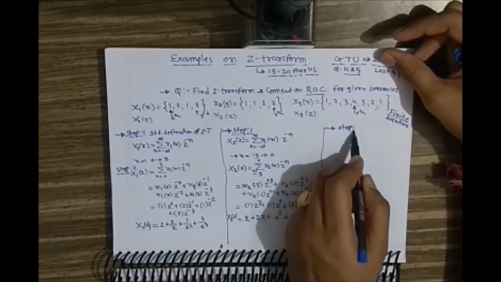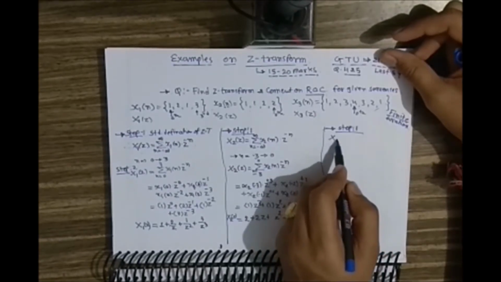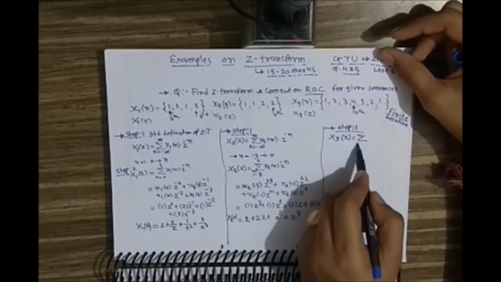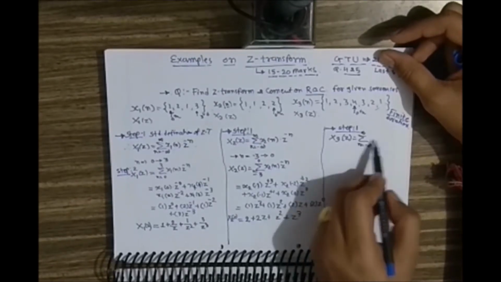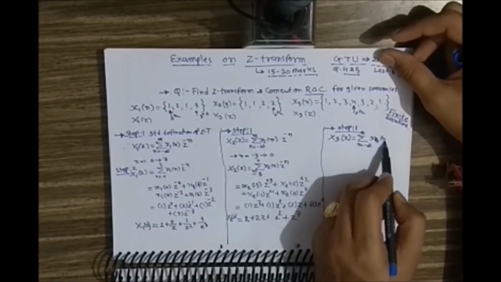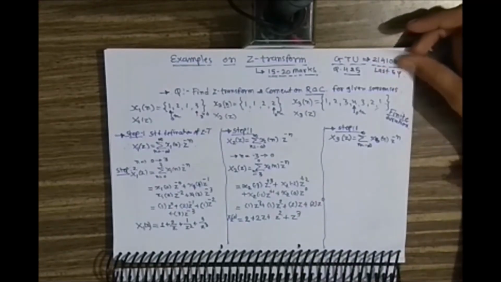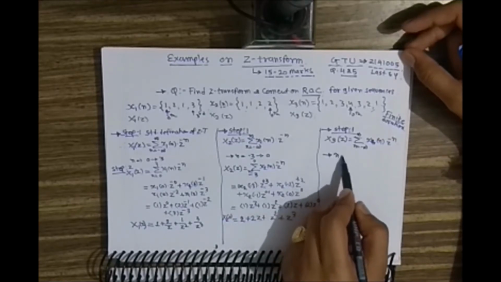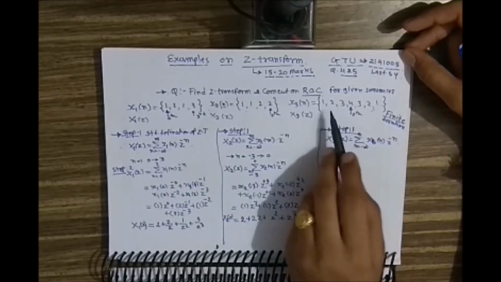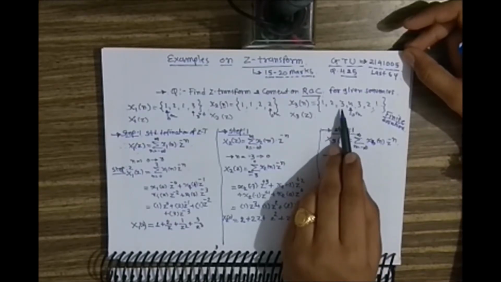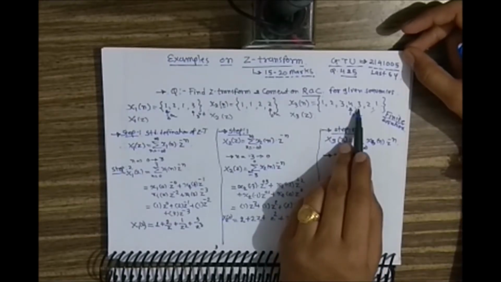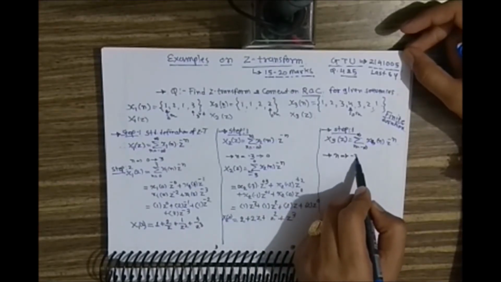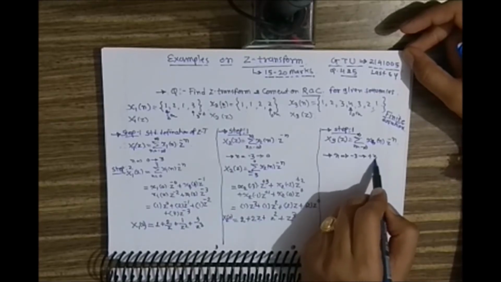Step 1 is the standard definition of the z transform for x3 of n. So it is x3 of z, which becomes summation n equal to minus infinity to infinity x3 of n z raised to minus n. Now for this equation we should consider the limit of n. Starting with the 0th sample, we have minus 1, minus 2, minus 3, and the same way plus 1, plus 2, plus 3. So the limit of n is minus 3 to plus 3.